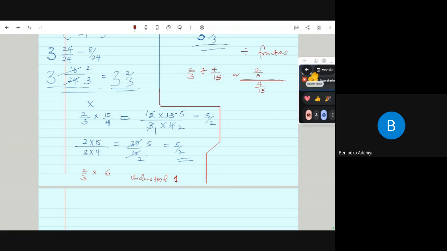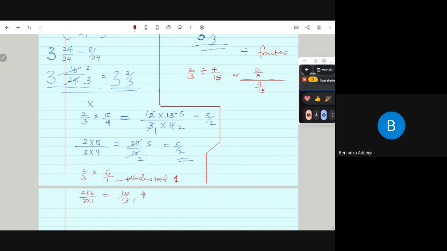We are going to now. So 2 over 3 times 6. The way we do it is you have to introduce that understood one. We know that it is there, but we do not write it. We bring it when we need it. So now we can easily do 2 times 6 over 3 times 1, and we now have 12 over 3, which is 4.